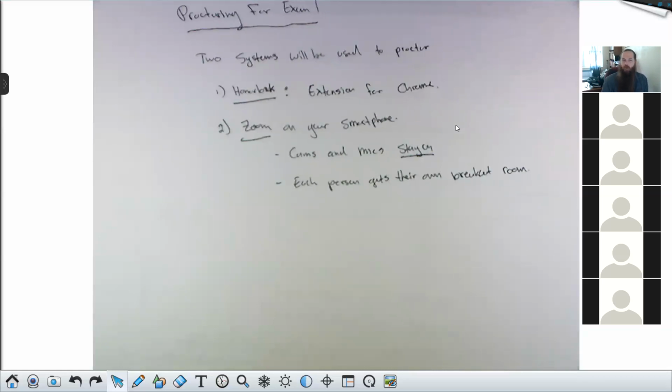I'm going to let my cat out because he's tearing up the weather stripping, and we're going to get started talking about inverse functions.